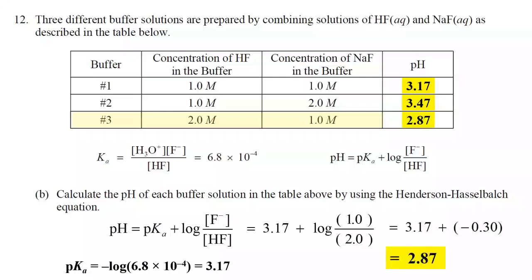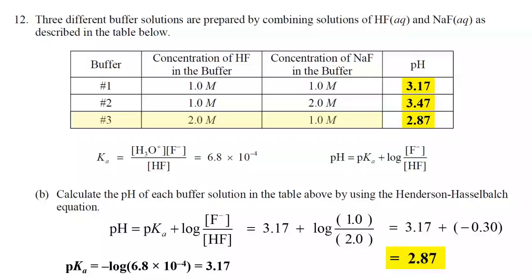Now, when you compare your answers to part A and part B, you realize that you get the same pH for all 3 buffer solutions in the table above. But in part A, we did not need the Henderson-Hasselbalch equation. We simply used the Ka expression. So the Henderson-Hasselbalch equation is useful, but it's not necessary to calculate the pH of a buffer solution. You can use the Ka expression and plug in the appropriate concentrations, solve for the concentration of the hydronium ion, and then take the negative log to get the pH.